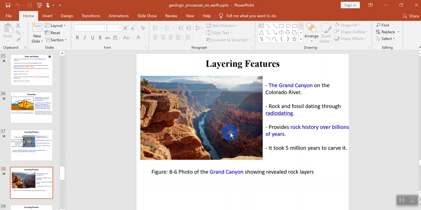Okay, so let's show the Grand Canyon. It's about a mile deep. It took about 5 million years to form. Radio dating gives us a pretty good idea of the type of rocks and so on. Rock history over billions of years.